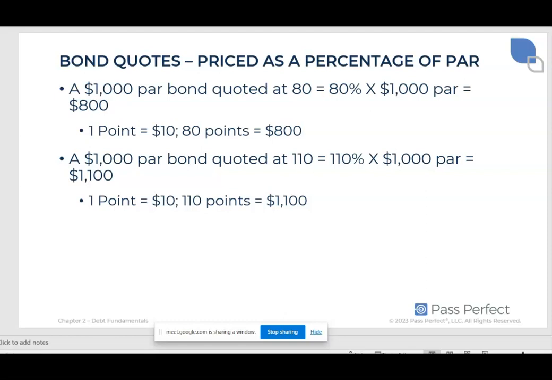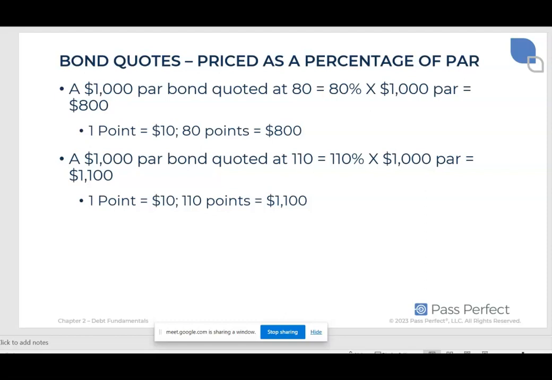Now, what is 1% of a $1,000 bond? 1% of $1,000 is $10. So every bond point is $10. Like it says here on the screen, if the bond is quoted at 80, it's just a shorthand notation for 80% of its par value. Par value is set at $1,000, industry standard, so it's a safe assumption unless you're specifically told otherwise, and I really doubt you'll be told otherwise. So if I said the price was 80, it's 80 points, which is $800.